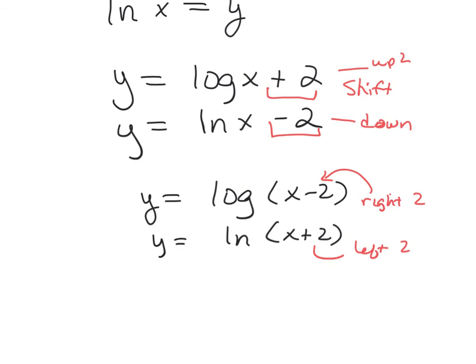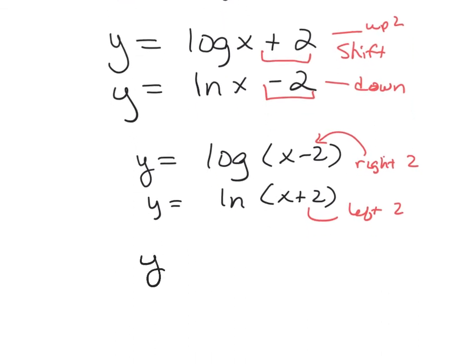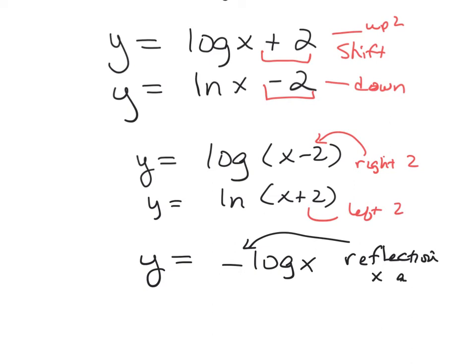When you have a negative sign, remember that's going to indicate your reflections. So y equals negative log x. This negative sign indicates that this is a reflection across the x-axis. If it's over here in front of the x, let's say it's like that, then this would be across the y-axis. And that's sort of what we're going to do today with the last example.